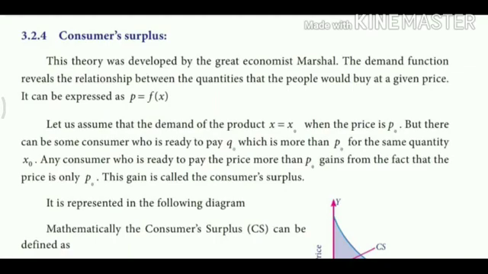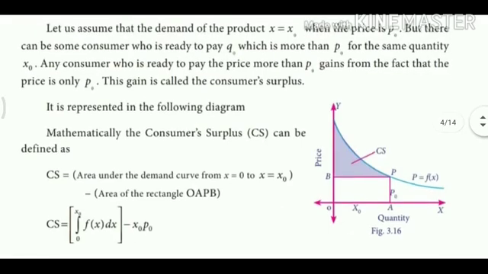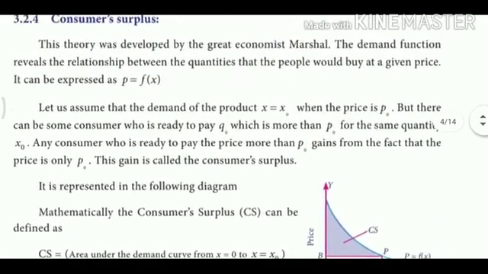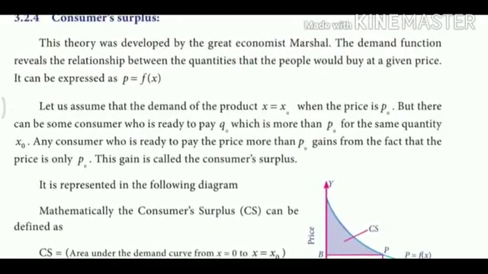Let us assume the demand of the product x equal to x. That is, assume that the demand equal to x. For example, one person is purchasing 10 pens, so x equal to 10. The price of a pen is P equal to 5, meaning the price is P. But there can be some consumer who is ready to pay P0, which is more than the P0.